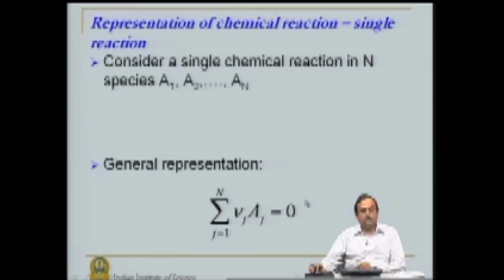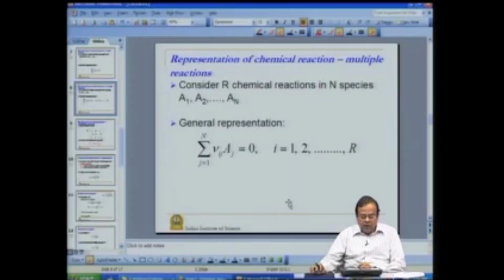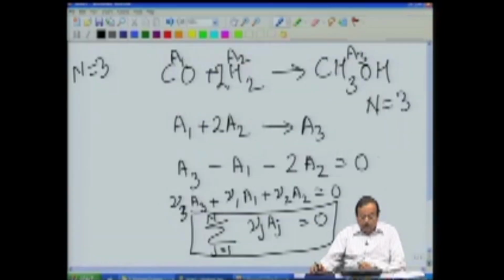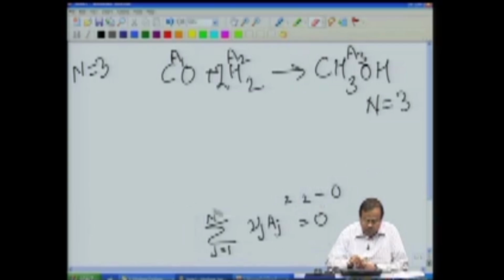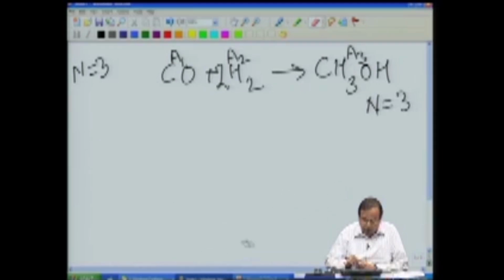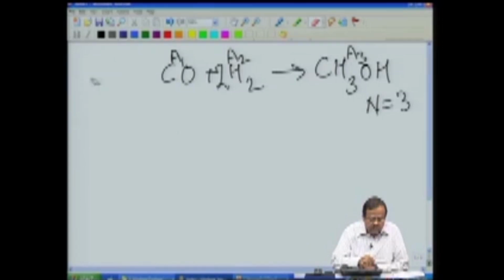So, that is our representation of my single reaction. Now, what happens if there are multiple reactions? And for that, what we will do is, let us say that I have this one reaction that we started with. So, let us label this reaction.